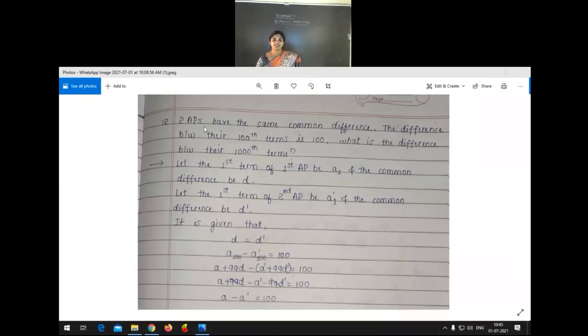Two APs have the same common difference. Here is the question, two APs. In this problem, we have to imagine two APs are there. They have the same common difference. The difference between their 100th terms is 100. So the difference between their 100th terms.